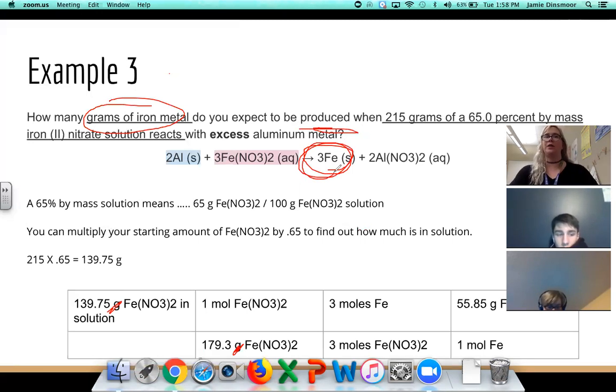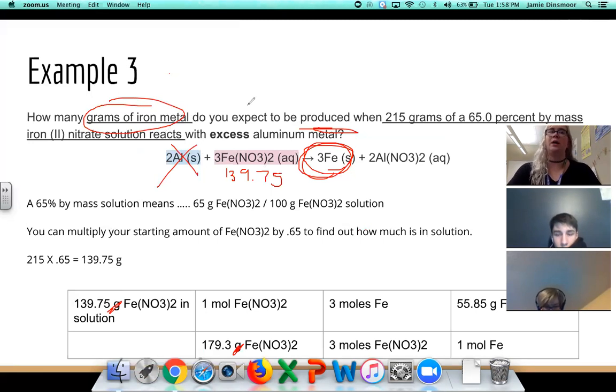Iron, the solid. In terms of our reactants, we know that we're starting with 139.75 grams of our iron 2 nitrate. And aluminum is in excess. That means we can use as much as we could possibly ever need to use, right? So we would just keep adding aluminum for as long as we need. So really, we don't even need to care about aluminum. It is unnecessary in this equation in terms of solving it.